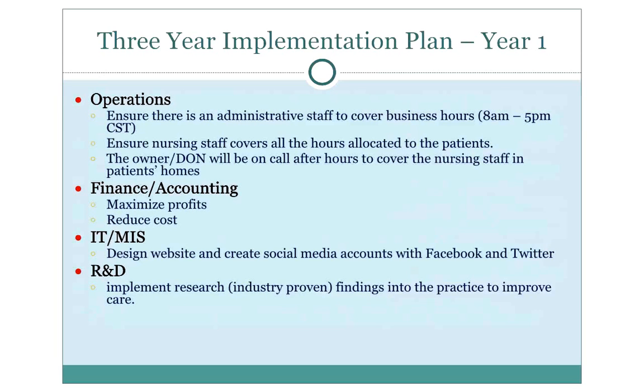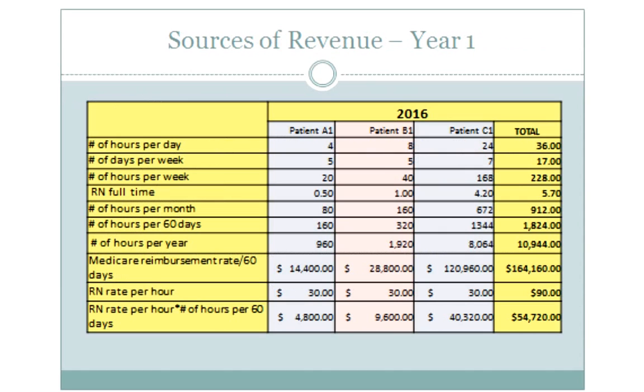Operations, so ensure there's an administrative staff to cover business hours. Ensure nursing staff covers all the hours allocated to the patients. And the owner will be on call after hours to cover the nursing staff in patients' homes. Finance and accounting, maximize profits and reduce costs. And for management information systems, design website and create social media accounts with Facebook and Twitter. And research and development, implement research findings into the practice to improve care.